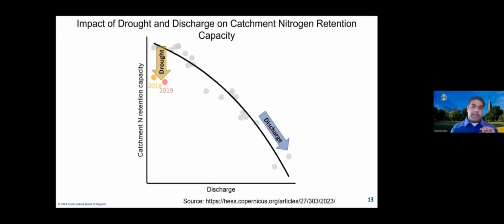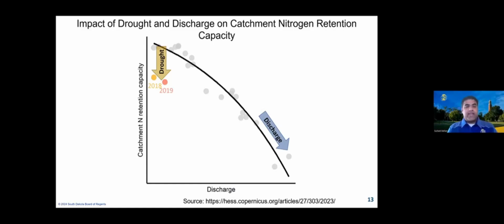About the water quality, this slide illustrates the relationship between catchment nitrogen retention capacity and discharge under varying hydrological conditions, with a particular focus on two years, 2018 and 19, both marked by drought conditions. Just to let you know, this particular study was done in Germany, and they tried to develop a relationship between what actually impacts the nitrogen retention capacity in catchments. So this illustration is from that study, and the source is in the link below.